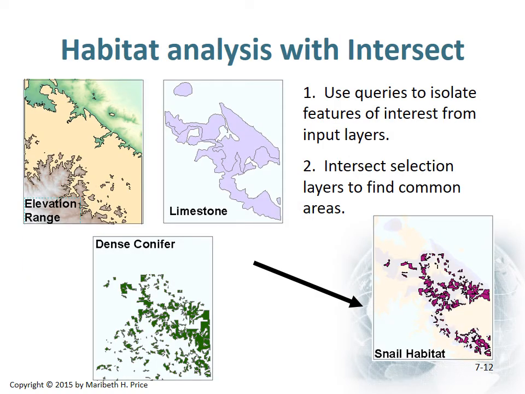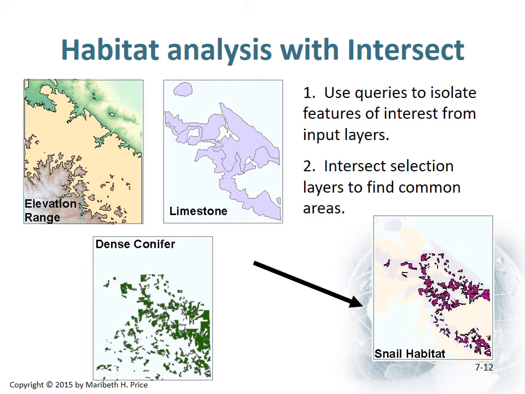So another example might be, here's a fairly common one, as we're interested in looking at the habitat for different plants and animals or other organisms. We can use a series of spatial queries and spatial functions, overlays, and whatever to help us narrow down and isolate where that potential habitat is.